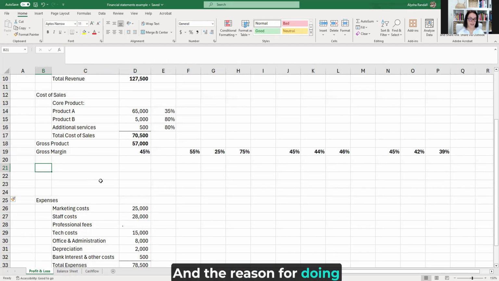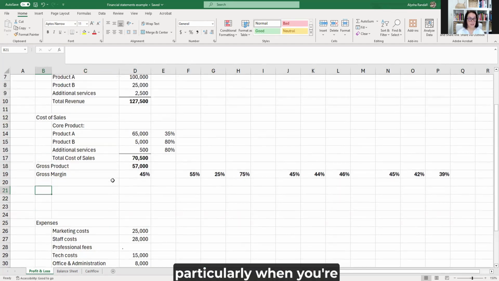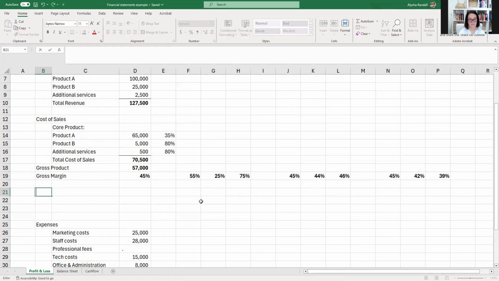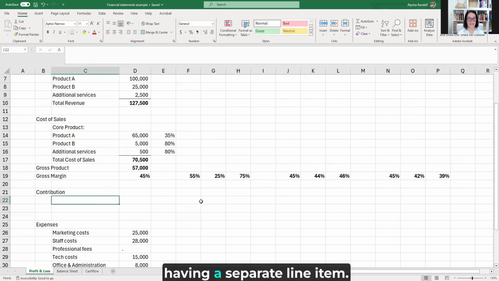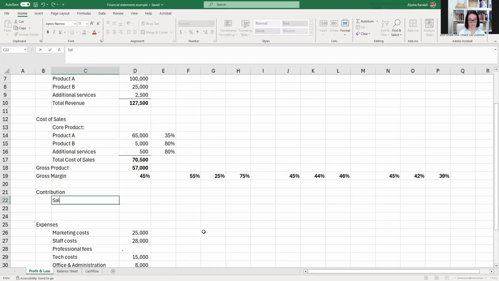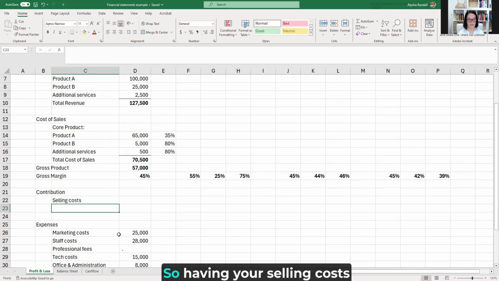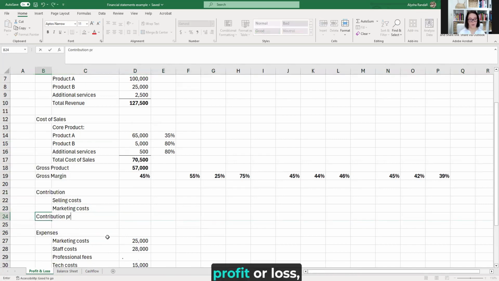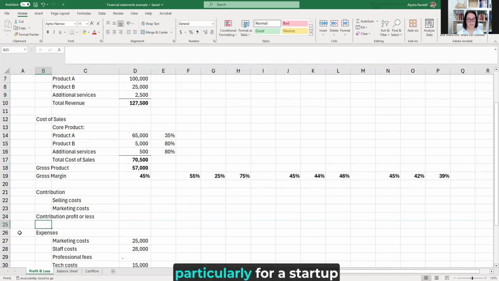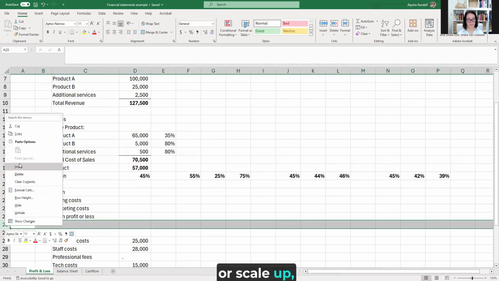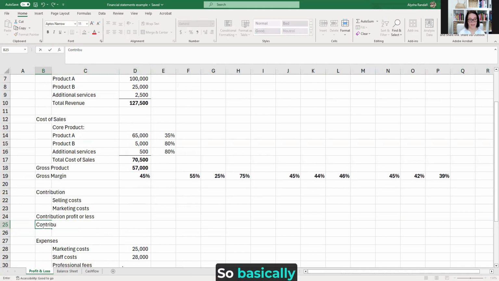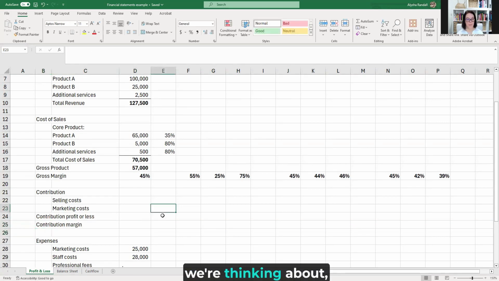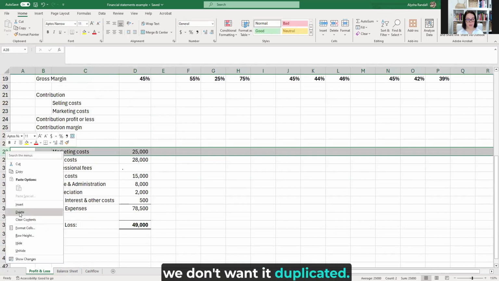And the reason for doing this is because, particularly when you're trying to understand the business, having a separate line item, I'll go through this in a second. So having your selling costs and your marketing costs, contribution, profit or loss, particularly for a startup or scale up, is really important. So basically, we'll get rid of that. We don't want it duplicated.